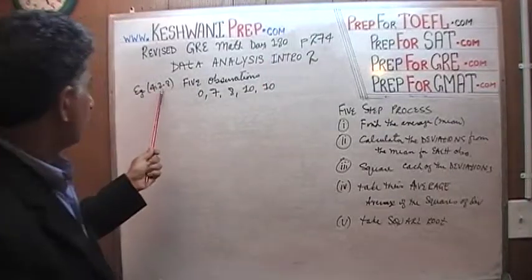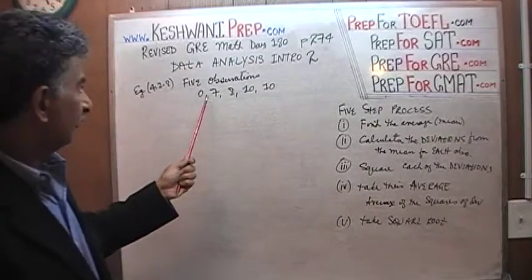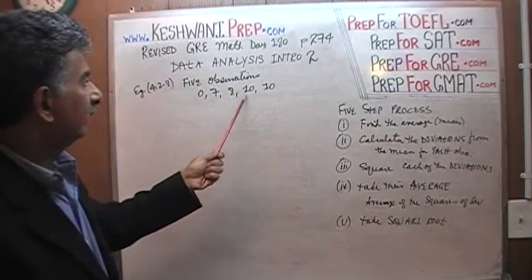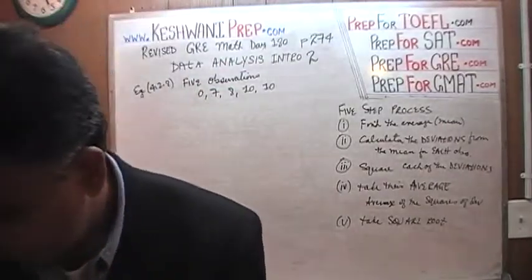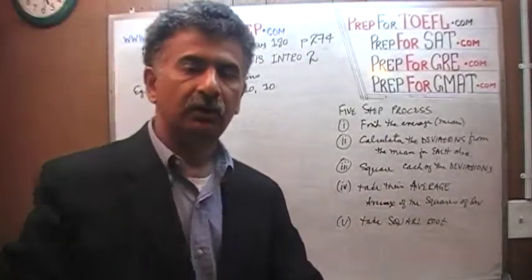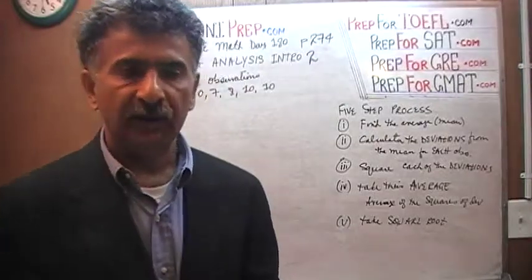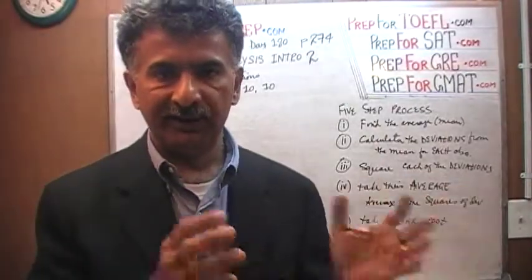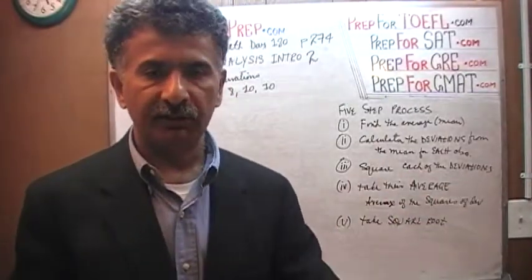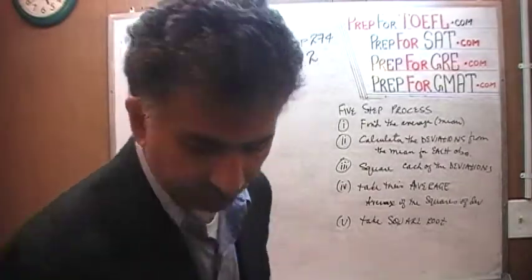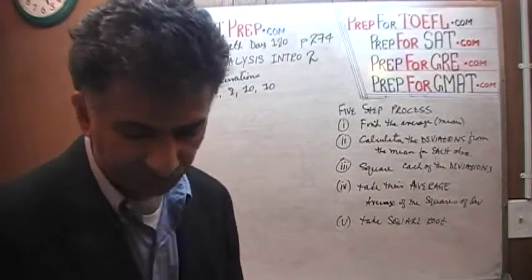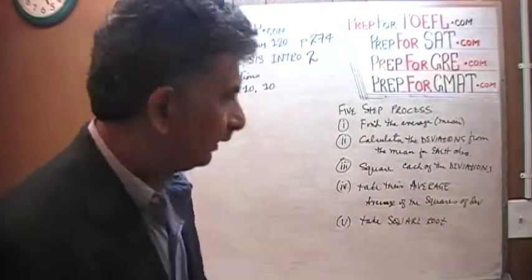Example 4.2.8. We have 5 observations: 0, 7, 8, 10, and 10. Something like this is exactly what you will see on the exam, and they will ask you to calculate its standard deviation. Or they may give you 2 sets of data, 5 in this one set and 5 in the other, and simply ask you which one has the greater standard deviation. So you have to calculate it. There are 5 steps in the process, and we're going to follow the steps one by one.